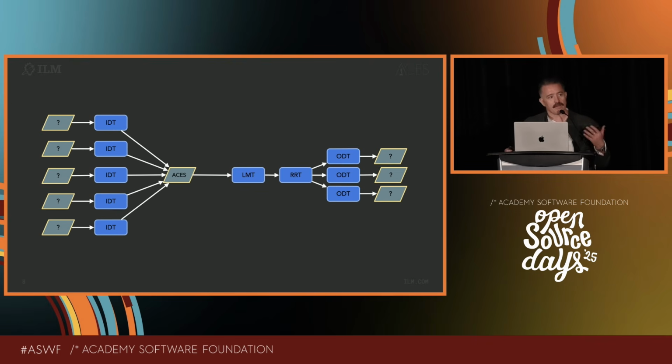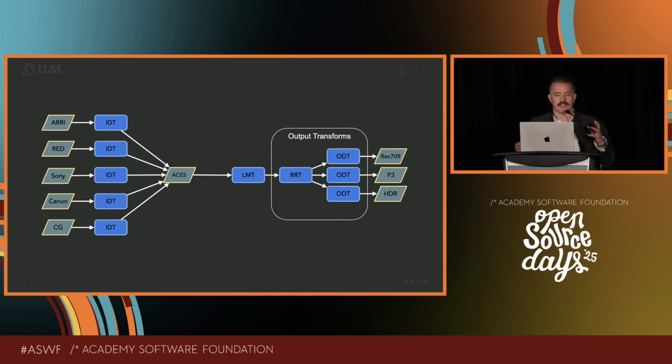Now, a real ACES workflow looks more like this, with many different input media passing through many different input device transforms. They all come into the single unified space, and then on the way out, we go through a single RRT and then many different ODTs. The part that the Output Transforms Committee was concerned with is just this section at the end. This is the only part we were looking at, but we were trying to re-engineer this part of the system.